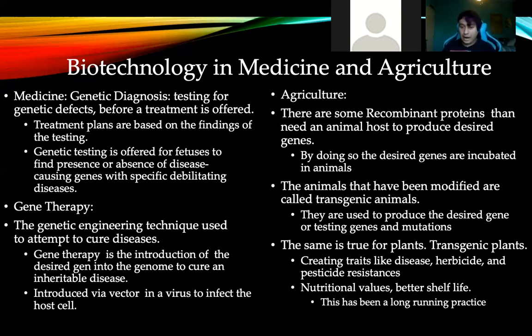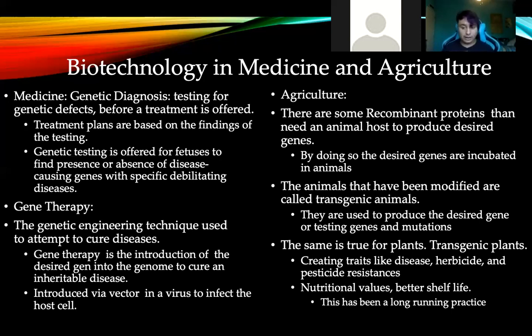Okay, moving on to the agricultural field. There are some recombinant proteins that need animal hosts to produce desired genes. The animals are essentially used to incubate the desired genes. The animals that have been modified are called transgenic animals. They are used to produce the desired genes for testing and mutations.